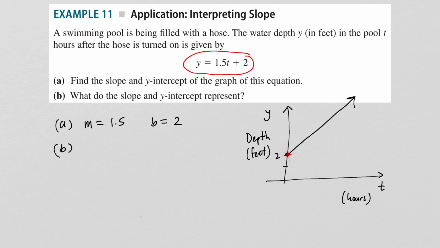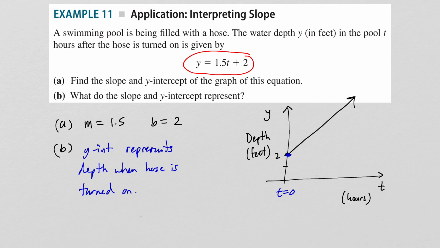So what does this represent? So the y-intercept right here, this represents when t equals 0. This is the beginning of when the water was turned on. So the y-intercept represents the depth when the hose is turned on. So in other words, there was already 2 feet of water in the pool when this began.